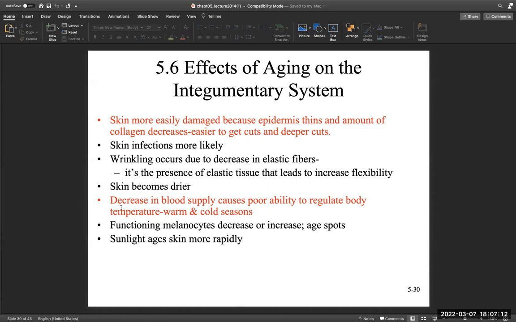Now, what else happens, right? Usually we see that when it's cold or when it's hot, the people that are most severely affected, maybe even to the point of dying, are usually the elderly. One of the main reasons is this: decrease in blood supply as we get older causes a poor ability to regulate body temperature. So when it's warm out, they have a harder time thermoregulating and cooling themselves, right? When it's cold out, they also have a hard time warming themselves. So you have all this, and it's all very detrimental, and it can cause some really bad effects.